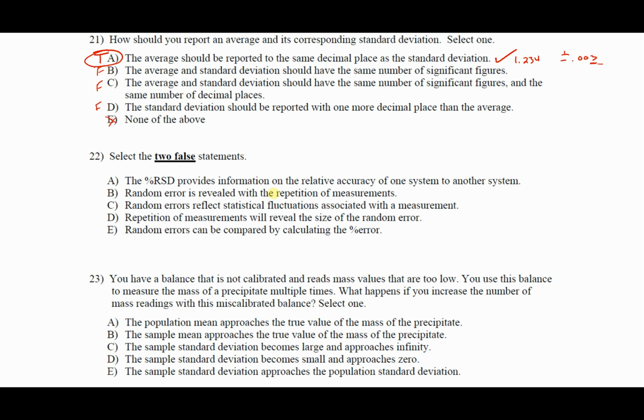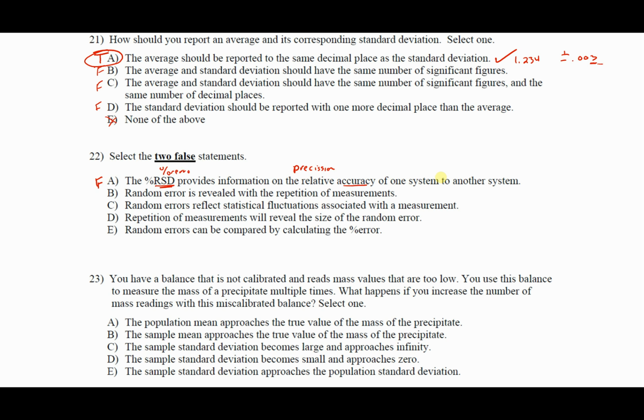Select two false statements. The percent RSD provides information on the relative accuracy of one system to another system. Now, once again, RSD does precision, right? And percent error does accuracy. So that is totally false.